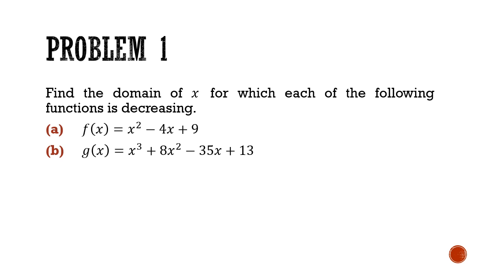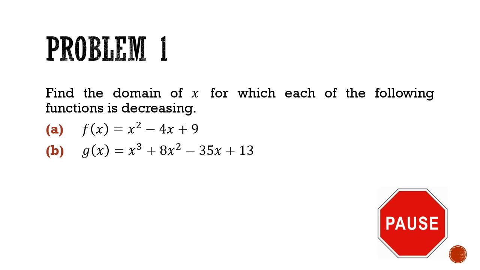Find the domain of x for which each of the following functions is decreasing. In part A, we have a quadratic f(x) equals x squared minus 4x plus 9, and in part B, we have a cubic g(x) equals x cubed plus 8x squared minus 35x plus 13. Pause the video here and give this question a good try.